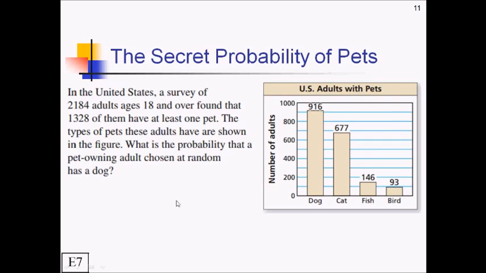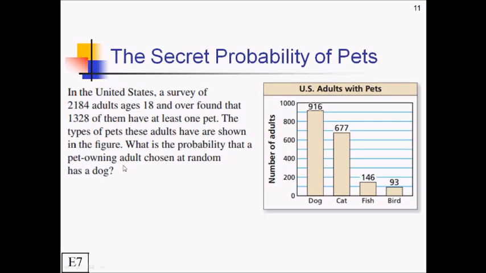So now we have to ask, what are the number of trials and what are the number of successes? Well, I think we can agree the number of successes, looking at the chart here, there are 916 adults who own a dog. What are the number of trials? So there's two numbers to choose from. We have the 2,184 adults that were actually surveyed, and then we have the 1,328 of them that have at least one pet. Let's reread the problem. What is the probability that a pet-owning adult chosen at random has a dog? So we're already kind of assuming that we're choosing from this pool of pet owners, and we just want to know out of that pool how many have dogs.